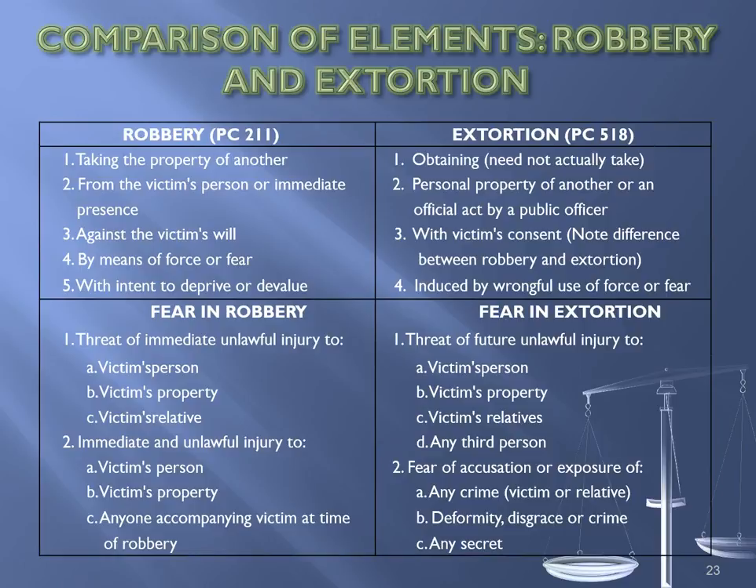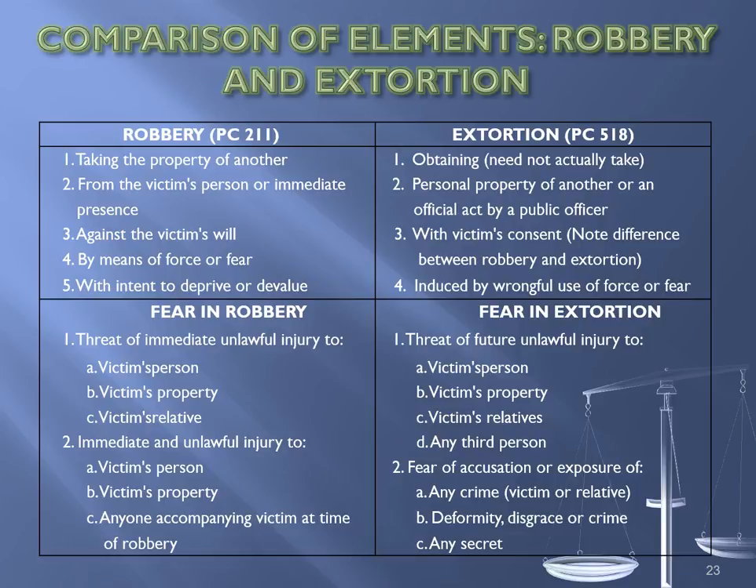So what I've prepared for you to look at, and this will be the final thing before we end our discussion, is a chart that helps you compare the elements between robbery and extortion. On the left-hand side, you have the definition of robbery, and on the right-hand side, you have extortion. And then below it, you have the fear portion. So you can see here, robbery, Penal Code 211: taking the property of another from the victim's person or immediate presence against the victim's will by means of force or fear with the intent to deprive. Fear in robbery is the threat of immediate unlawful injury, and then extortion on the right. So you can see the difference, and it makes it easy to look at.